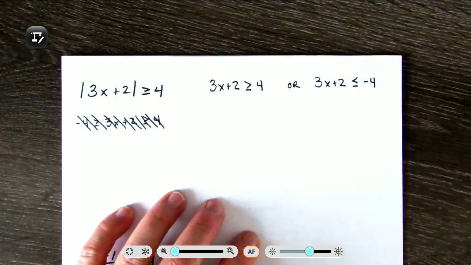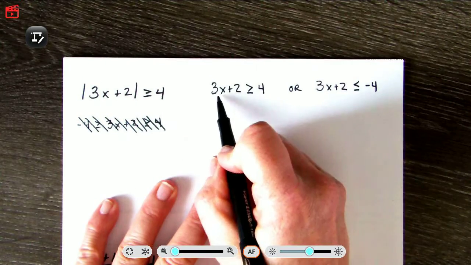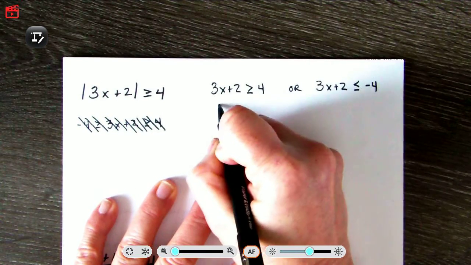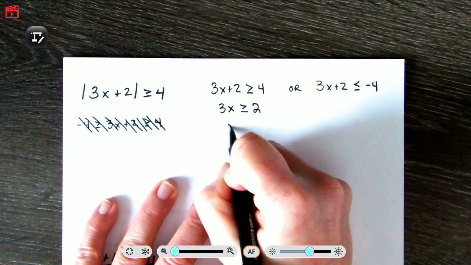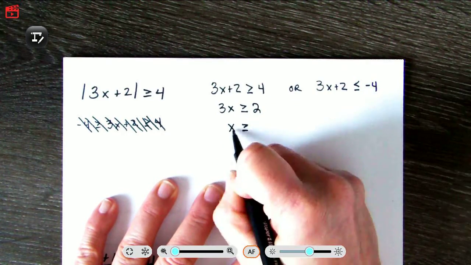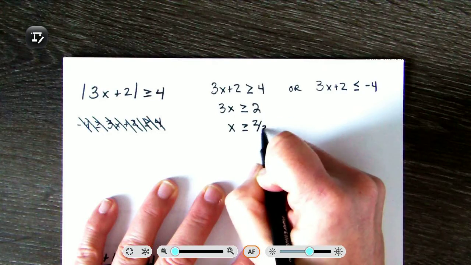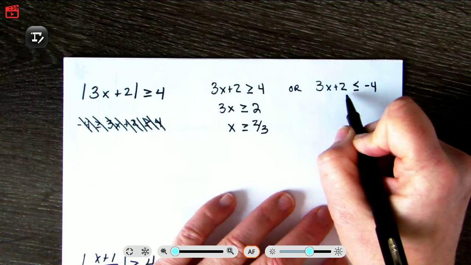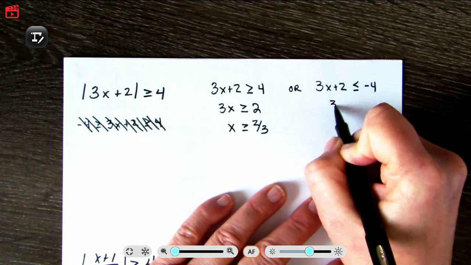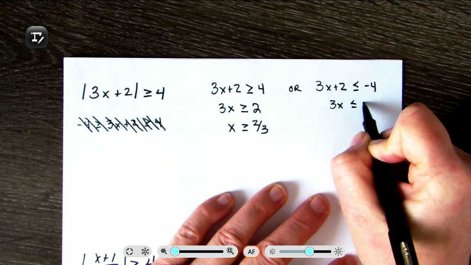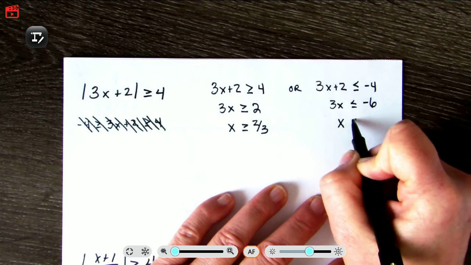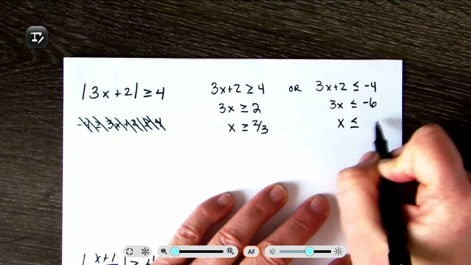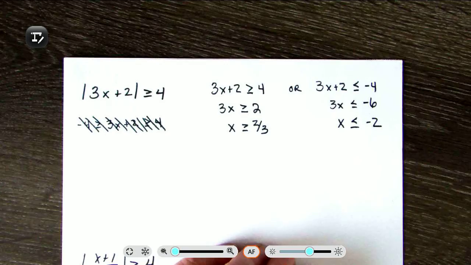And now I'm going to solve these two separately. So solving this one, we're going to subtract 2, so 3x greater than or equal to 2, and then dividing by 3, x is greater than or equal to 2/3. Here we will subtract 2, 3x less than or equal to negative 6, dividing by 3, x is less than or equal to negative 2.